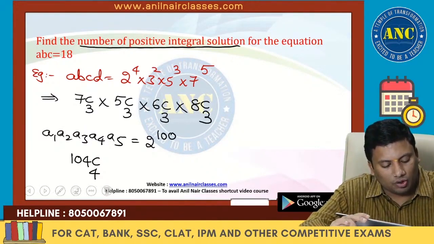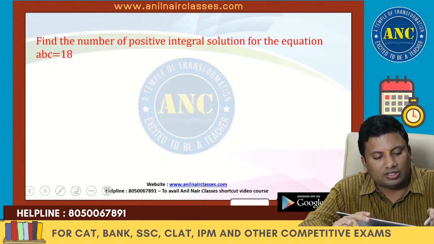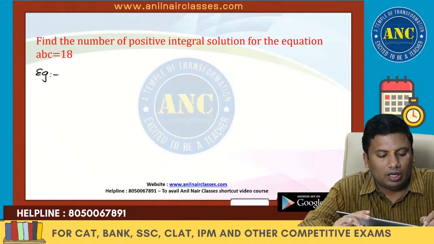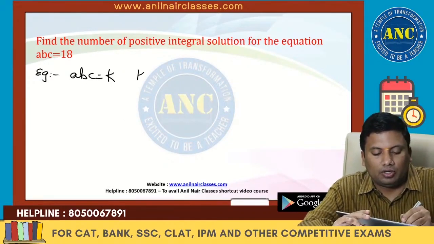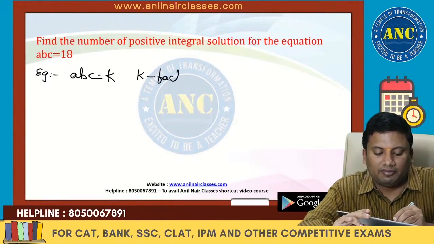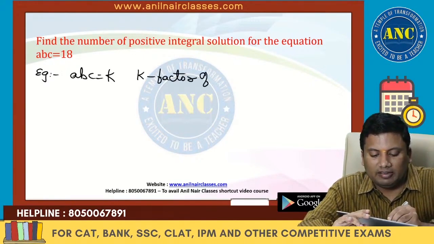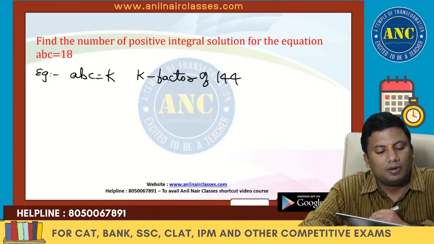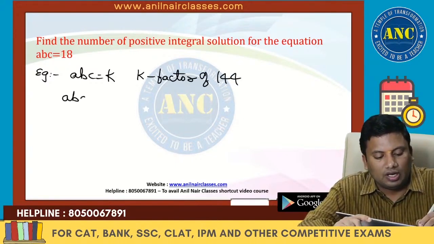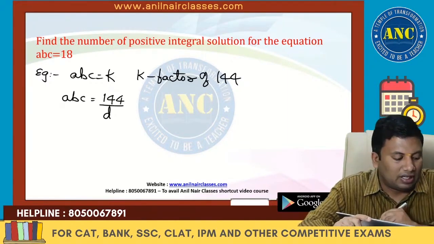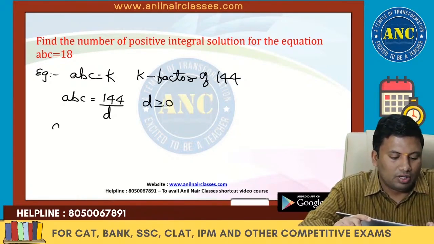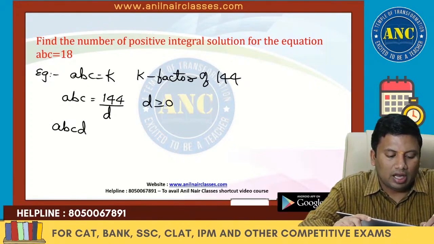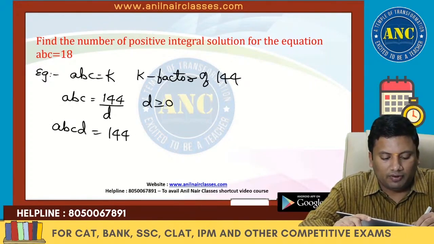100C4. One more question. Suppose the question is ABC equivalent to K, where K is a factor of 144, positive integral solutions. Any factor of 144 can be written as 144 by D, where D is greater than or equivalent to 0. So this is nothing but ABCD equivalent to 144.